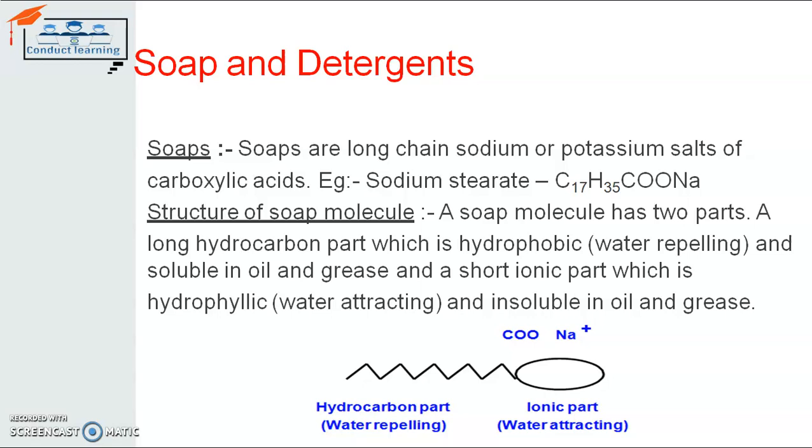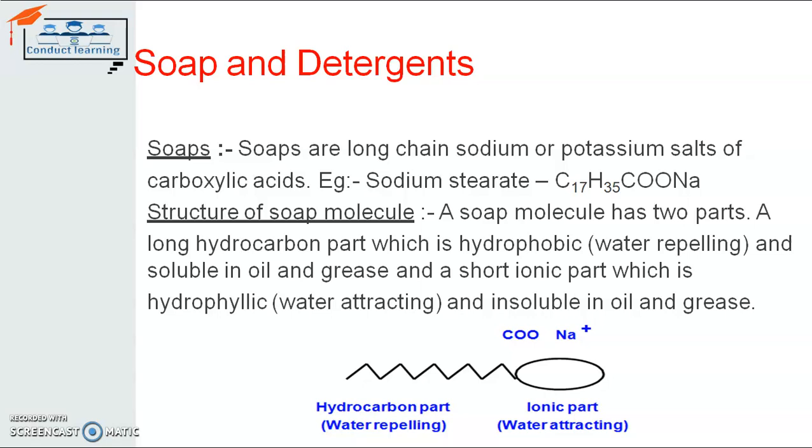As we well know, soaps are used for washing clothes, and basically a soap is a long chain sodium or potassium salt of a carboxylic acid. The carboxylic acid is COOH, and soap is a salt of that, containing sodium or potassium. For example, the formula of sodium stearate is C17H35COONa.